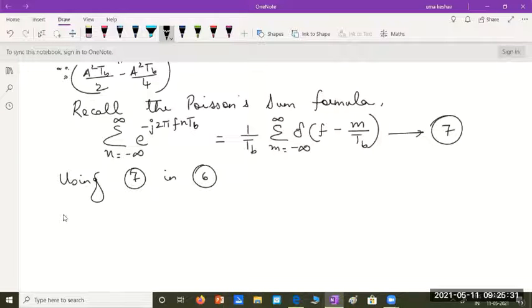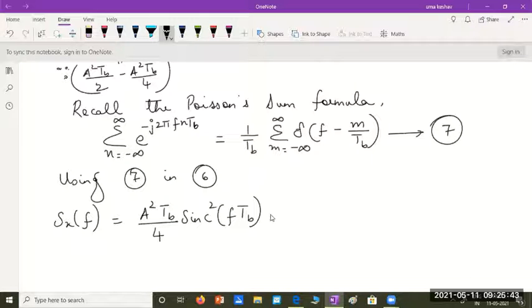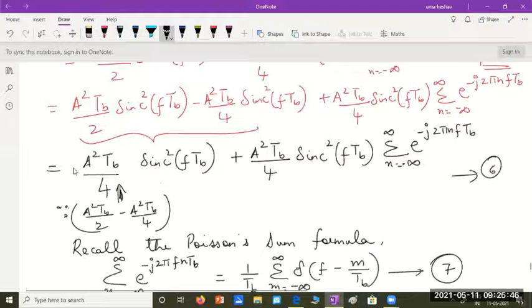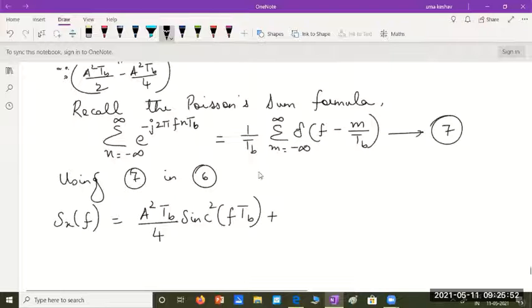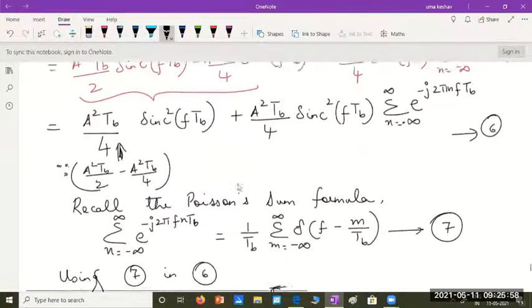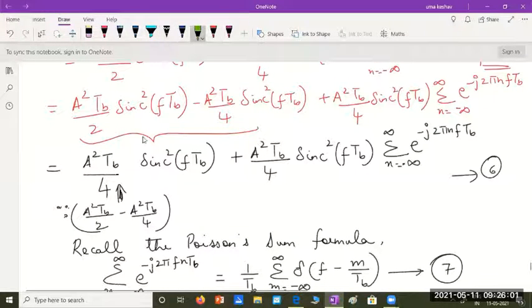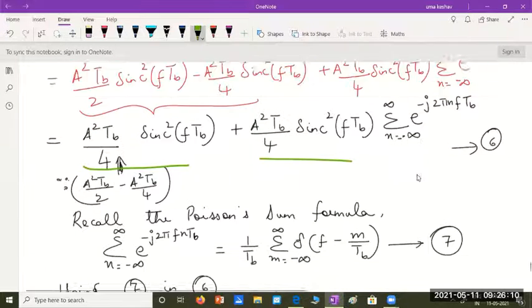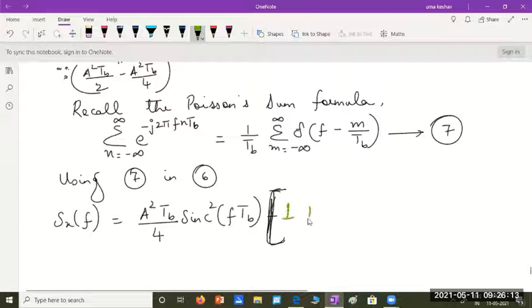What do we get? I get Sx of f is equal to a square Tb by 4 sinc square fTb, the first term, right? The second term is a square Tb by 4, again sinc square. Or shall I take it as a common factor? Between the first and second term, you see this is common. Yes or no? This is common in both. So I can take it out as a common factor. So I'll have into 1 plus.